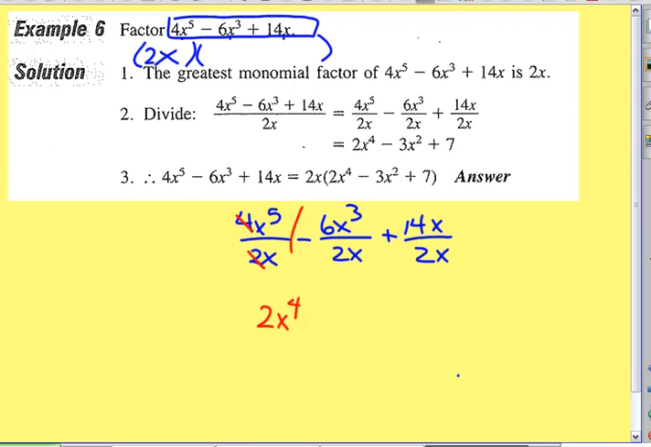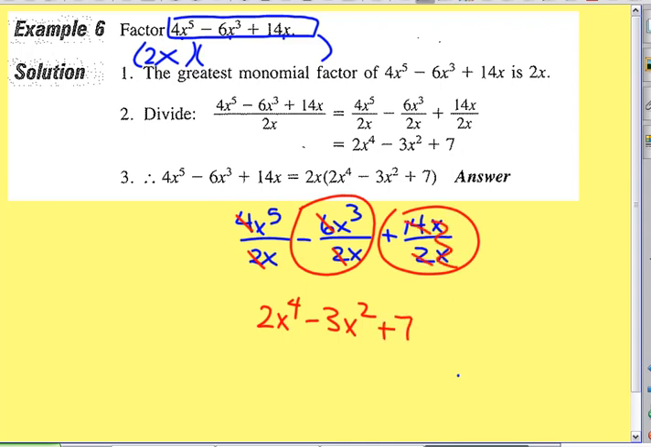Okay? The next fraction, when I reduce that one, Dane, what about the numbers? Minus 3, and I'm left with x squared. Top has 2 more. Maddie, finish up the last one for me. Plus 7. X's cancel, 14 over 2. Done. What that means is 2x times 2x to the 4th minus 3x squared plus 7 gives me that.